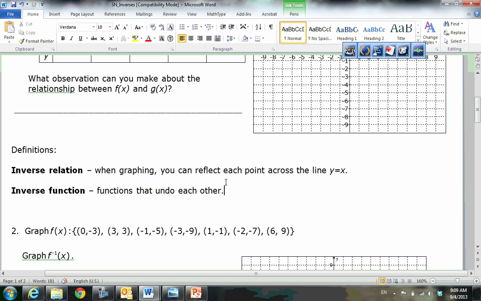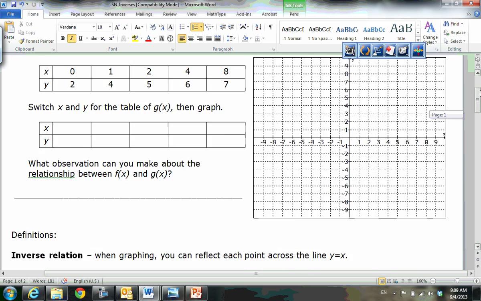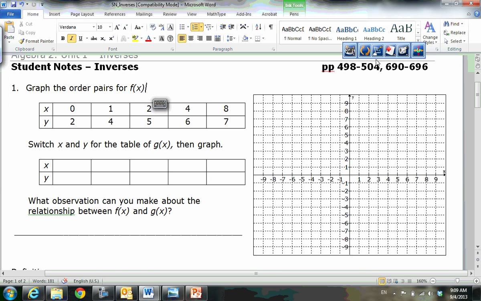We're saying inverse relations switch x and y. It may or may not be a function, and it's reflected across the line y equals x. Inverse functions kind of undo each other, and we'll go deeper into that in a little bit. Let's just start off with a real softball down the middle. Let's graph the ordered pairs.